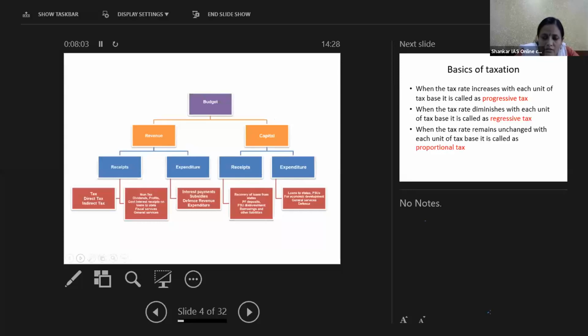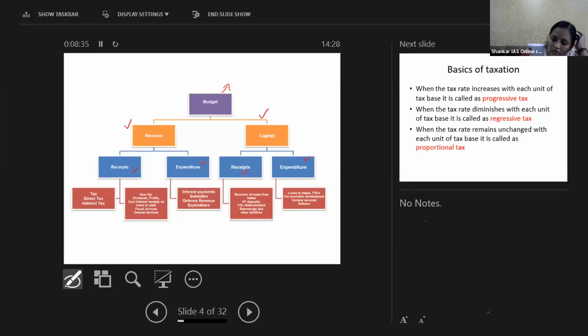So this is the structure for the budget. We can see that there are two major accounts in it. One is the revenue account, another one is the capital account. So first, let us give the differences between these two accounts. Then you are going to see that there are two common side headings for the revenue account as well as the capital account, which is the receipt side, and then the expenditure side. So first, let us give the difference between the revenue account and the capital account.